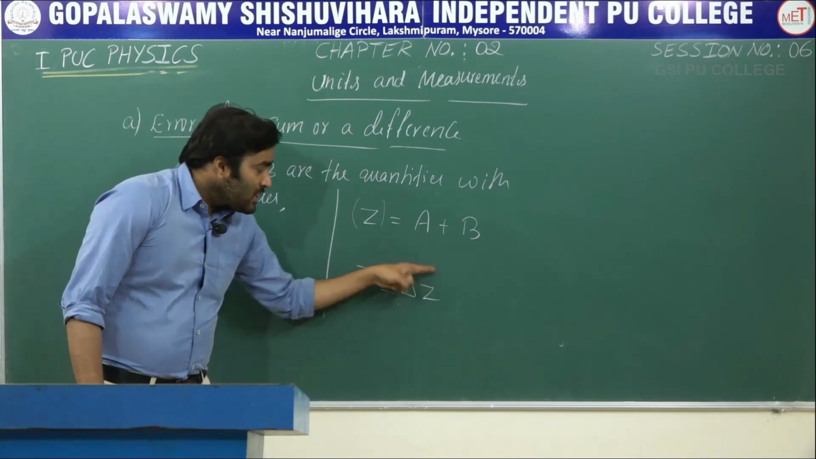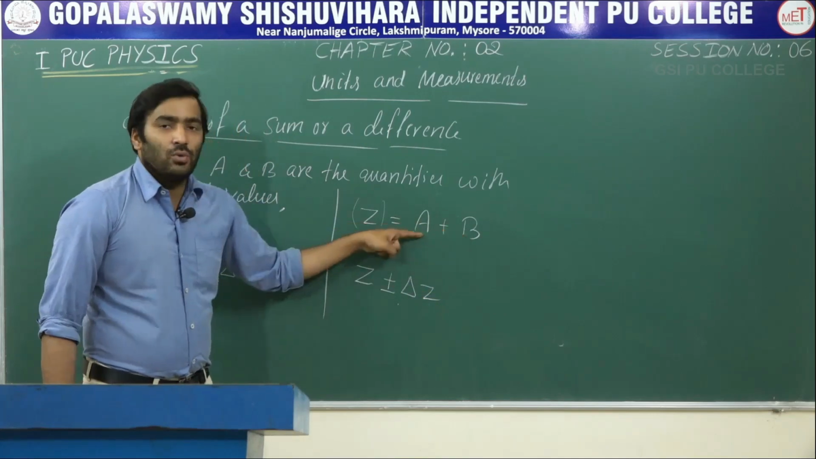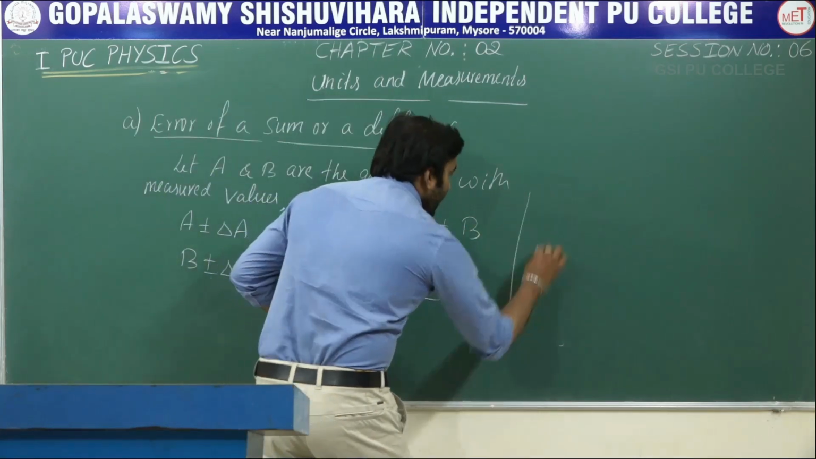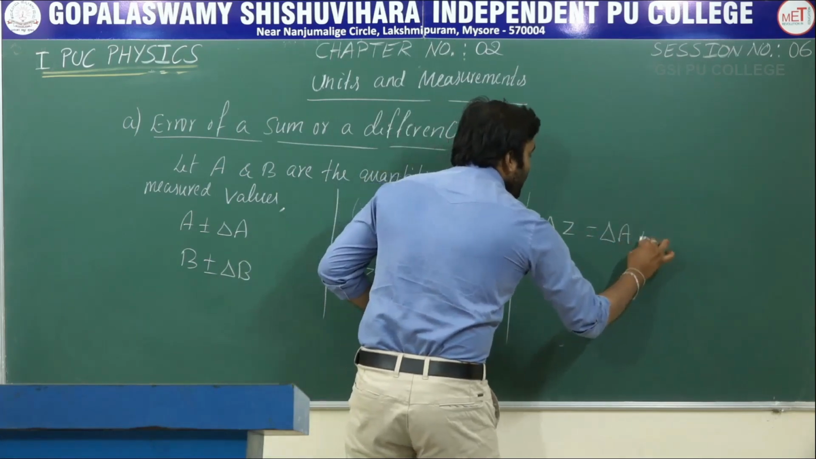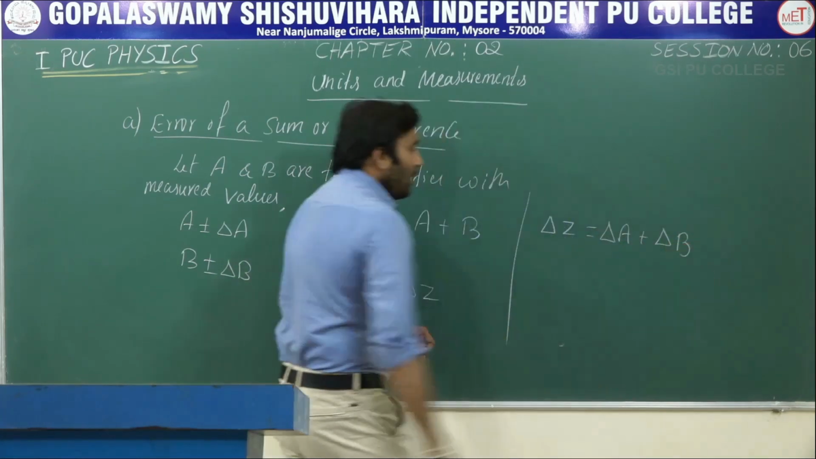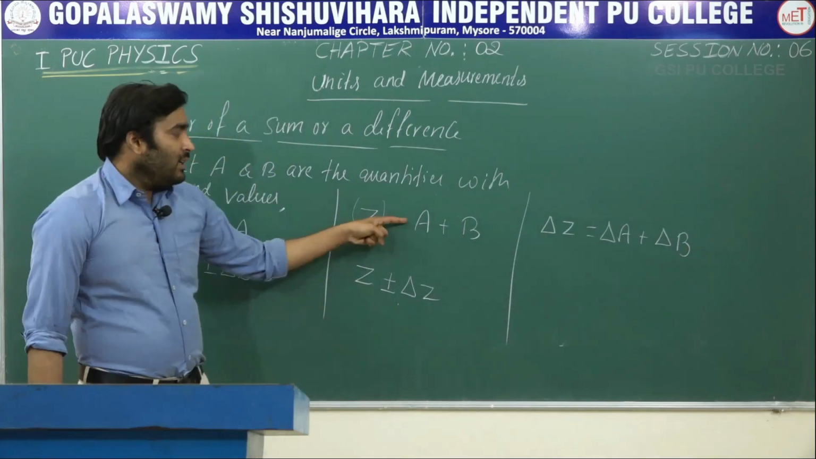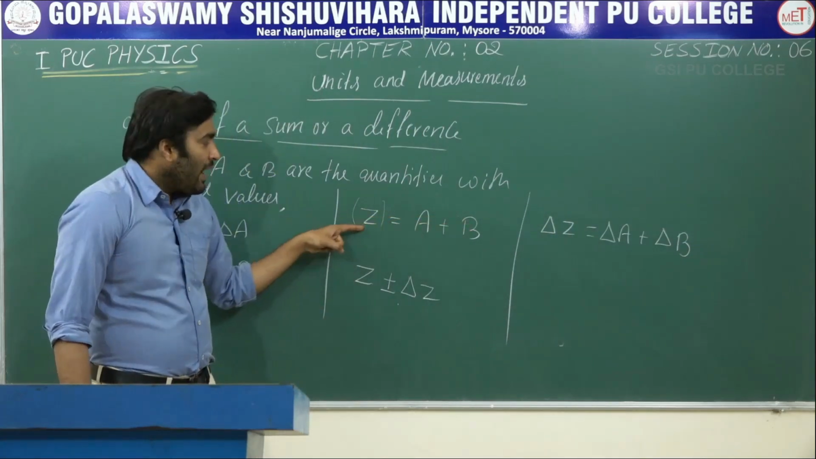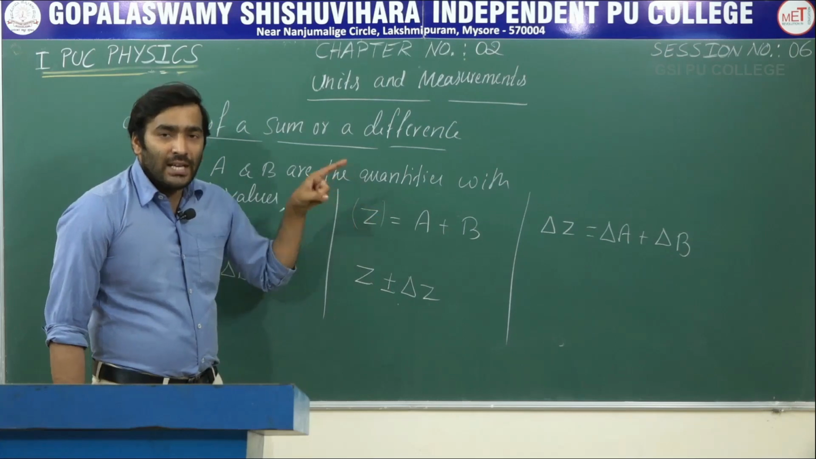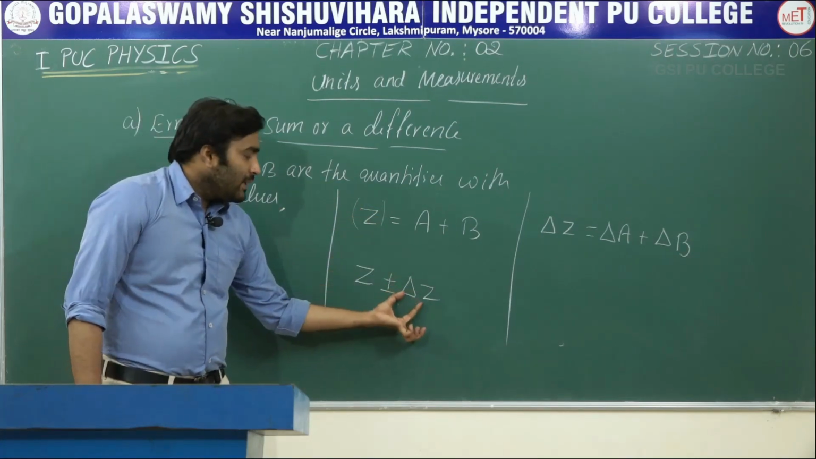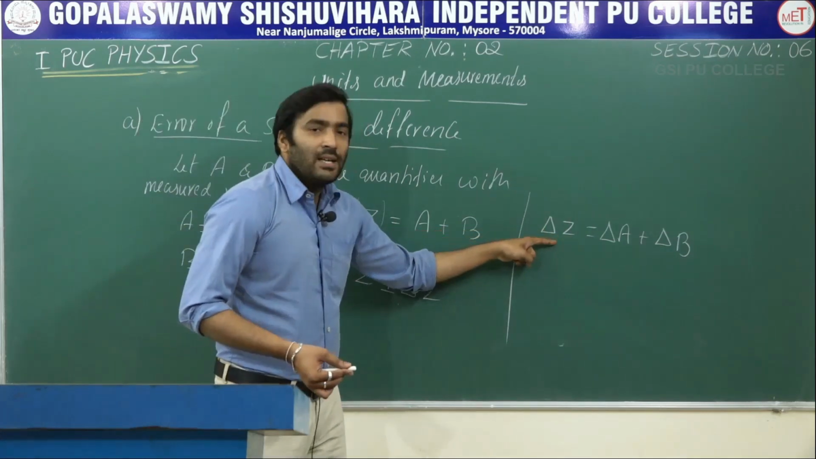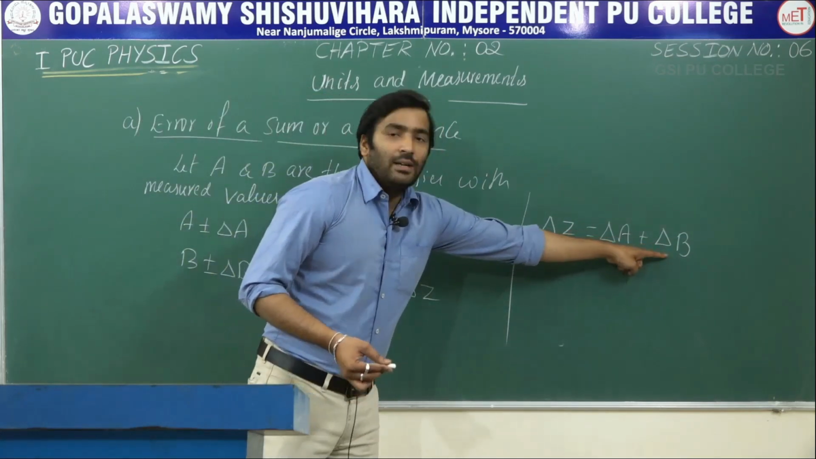So what happens to this delta Z when we add these two? This delta Z is simply written as delta A plus delta B. When we are adding the two physical quantities, the final result also involves an error. How do we represent the error in the final result? That is nothing but delta Z. Therefore this delta Z is written as delta A plus delta B.